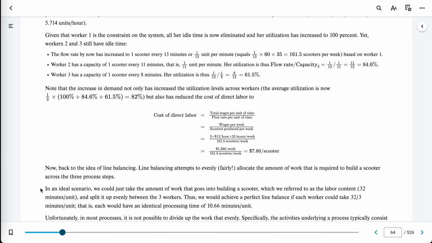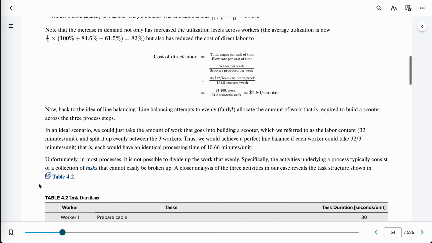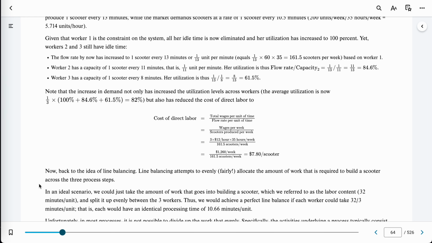So if you can produce to capacity, obviously our labor costs are going to be lower because we are making more of these. Now, the best possible thing that you can do is, if you remember, you have 32 minutes of work. If you can divide the 32 minutes of work between the 3 workers, that is 10.66 minutes per unit. So if you can equally divide up the activity into 3 parts and each of them has the same activity time, then you can produce at 100%. Each of the workers can work at 100% utilization, and that will have the least cost of direct labor. That's something to keep in mind, but that is not always possible.